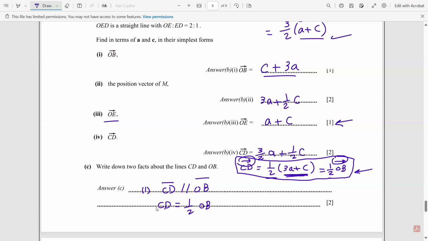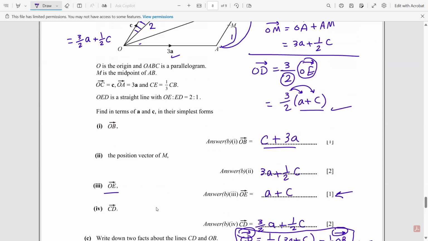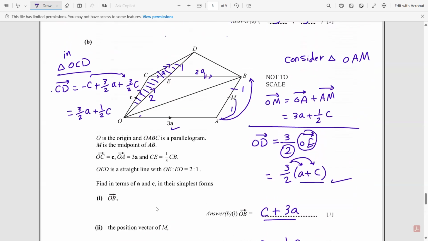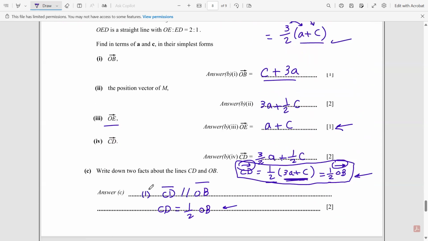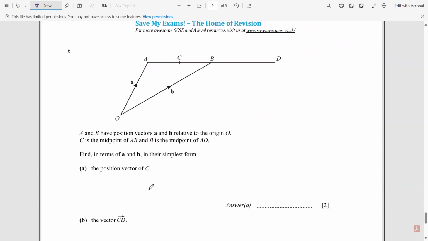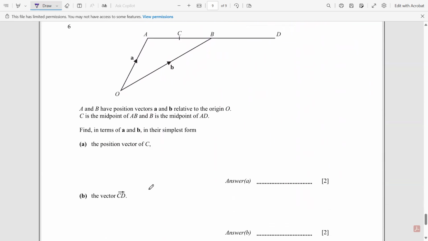It gives you the relation between their lengths directly. CD is half OB, like this one. CD, this side, is half OB. If OB is like 10 centimeters, this is only 5 centimeters. This is what we found now by using vectors. Okay? And last question in our video today about this shape.